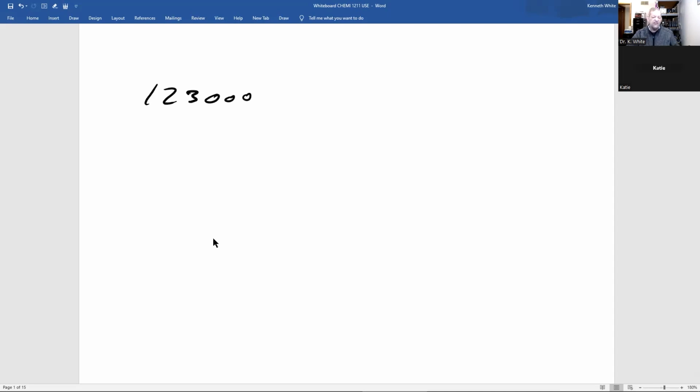And if I were to write this in scientific notation, their decimal would be here, 1, 2, 3, 4, 5. Trailing zeros with no decimal are dropped. This is 1.23 times 10. How many times did I move it? 1, 2, 3, 4, 5. This number, 123,000, is greater than 10. Therefore, this is positive 5.